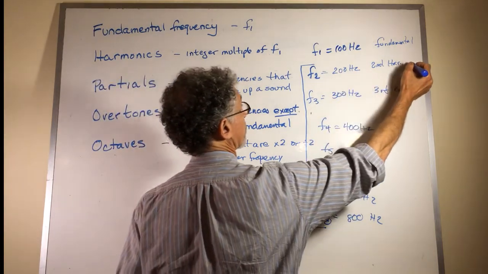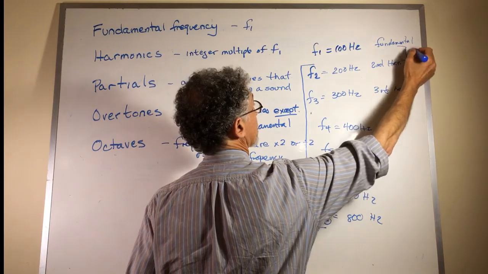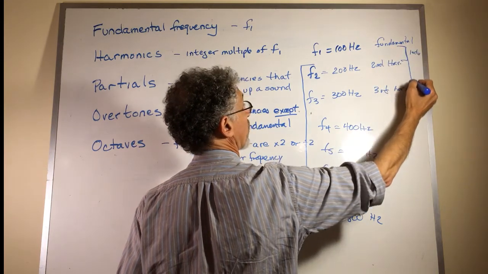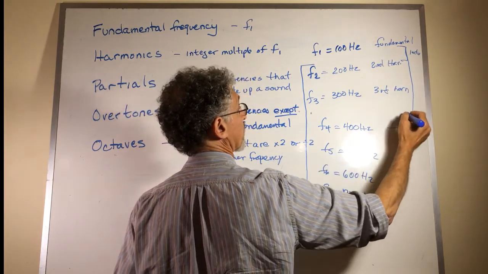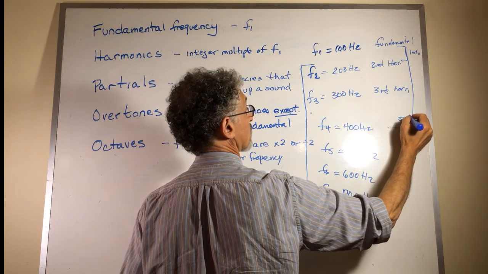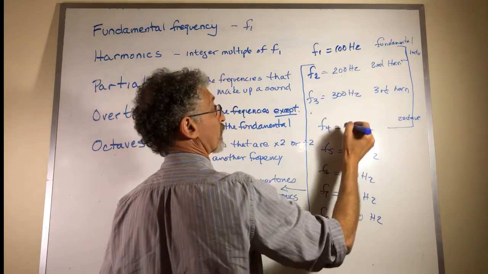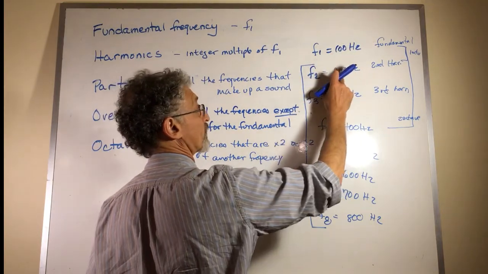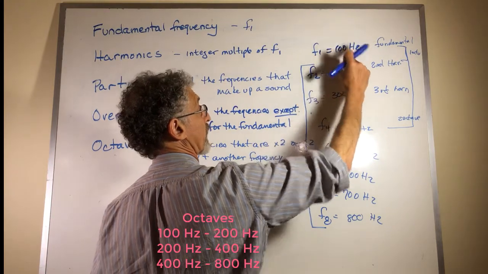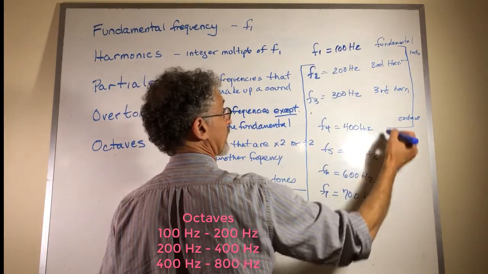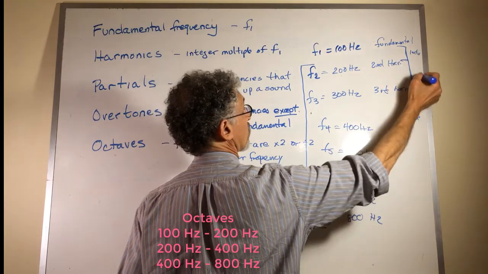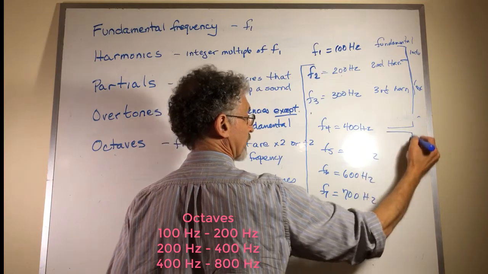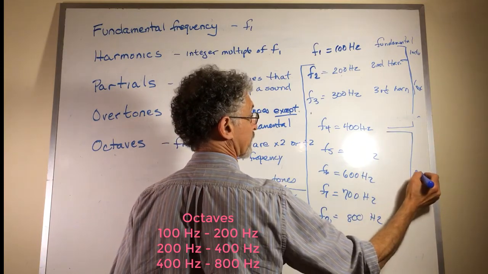However, 200 to 100 is one octave. 100 to 400 is two octaves. Or this would be one octave because 200 to 400 is a doubling. 100 to 200 is one octave. This is one octave. Then this is two octaves. And so, let's call this one octave. Get rid of this for confusion's sake. And this would be an octave.